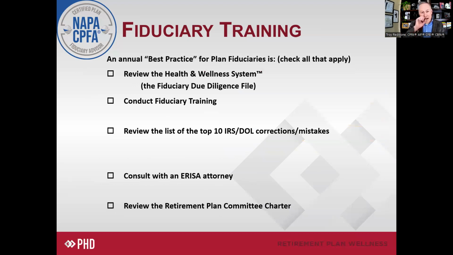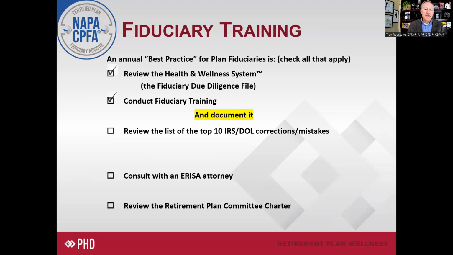So let's close with this idea of what is the annual best practices for plan fiduciaries? Is it to review the health and wellness system, conduct fiduciary training, review the errors from the regulators, consult with an ERISA attorney, review the retirement plan committee charter? What are the things that we need to be doing every single year? So reviewing the due diligence file, yes, that is something that we do as we maintain it, but you guys as a committee should certainly be looking at the due diligence file on an annual basis. What about conducting fiduciary training? Yes, and documenting it, but at least on an annual basis.